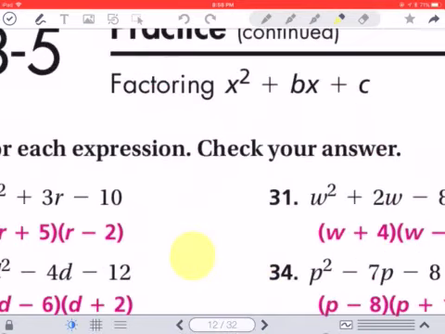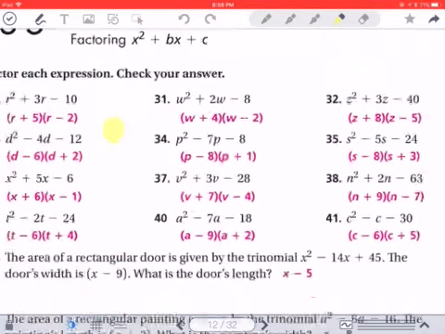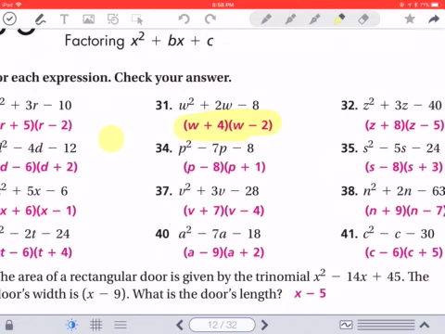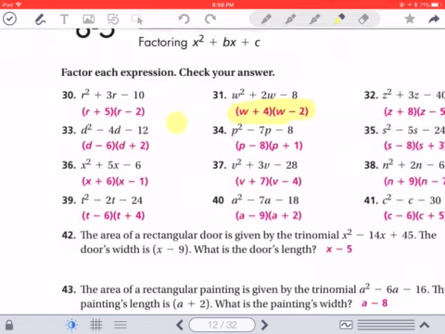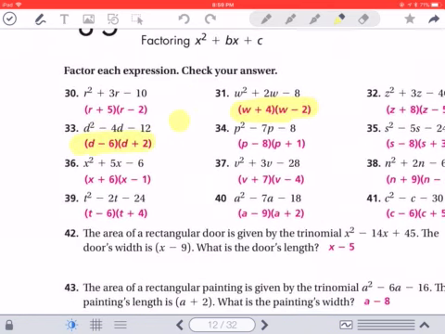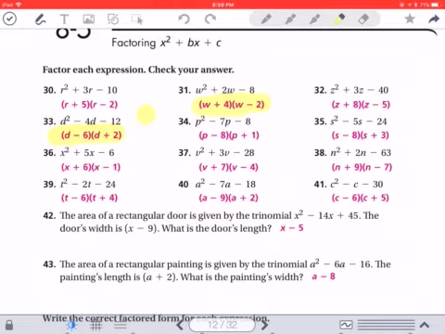Number 31, the factors here are going to be w plus 4 and w minus 2. Number 33, d minus 6 and d plus 2. Number 35, s minus 8 and s plus 3. Number 37, v plus 7 and v minus 4. And number 39 is t minus 6 times t plus 4. And number 41 is going to be c minus 6 times c plus 5.